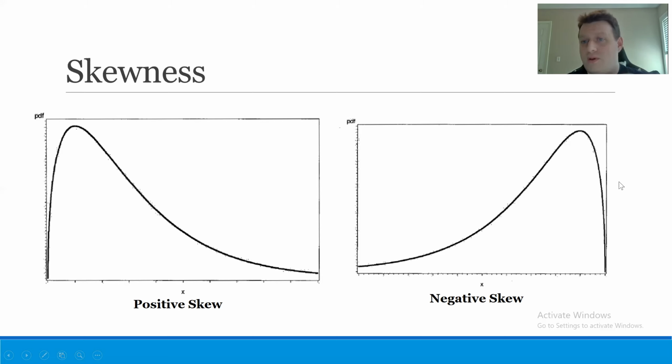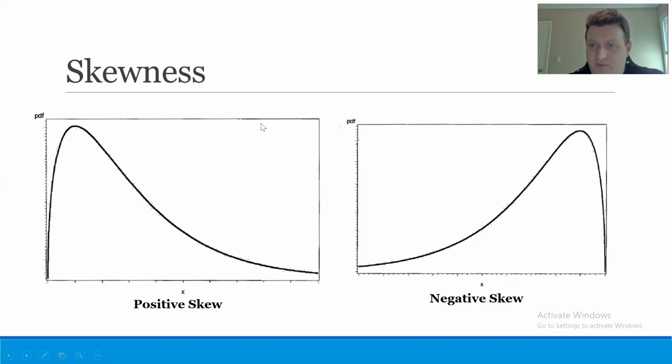Notice that the mode, the most frequent score, is at the top of these peaks. Our means are probably somewhere around here for this graph and probably over here for this other graph. Notice that the distributions are not symmetric about this point. If we were to draw a line straight down at the mean and fold the graph in on itself, they wouldn't match up perfectly and be mirror reversed images of one another.